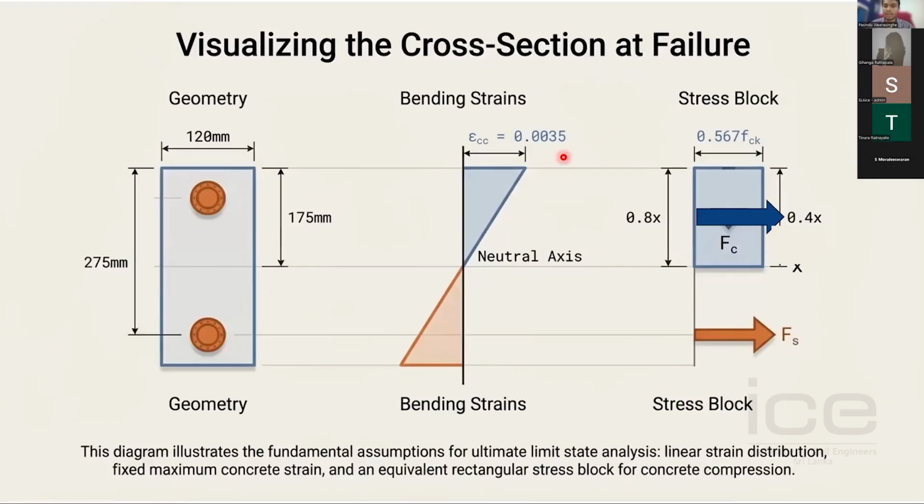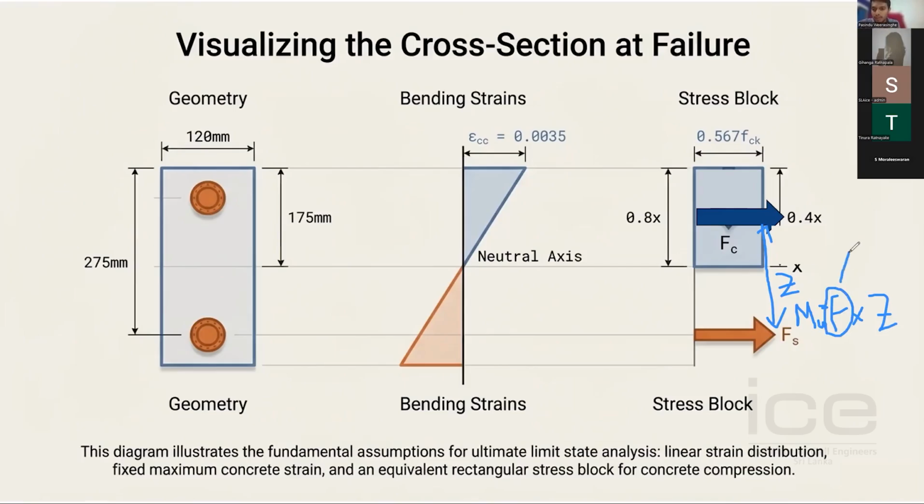And then when they are balancing out, the moment carried by that particular section is this force multiplied by this lever arm Z. So the ultimate moment carrying capacity is this force multiplied by the lever arm Z. So it's a matter of finding the correct x, depth to the neutral axis, and finding this F.